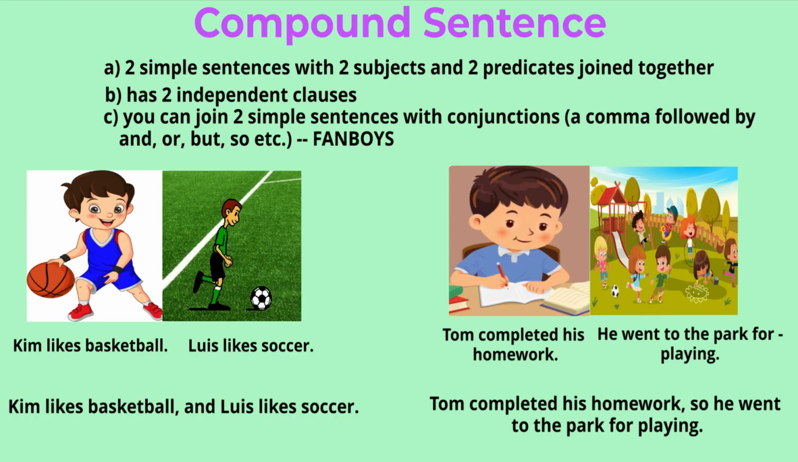The next one is the compound sentence. Two simple sentences with two subjects and two predicates joined together. And it has two independent clauses. So, two independent clauses, we are joining them together with conjunctions. Do you remember FANBOYS? If you haven't watched my video, please watch it in the playlist called conjunctions. A comma followed by and, or, but, so, etc.